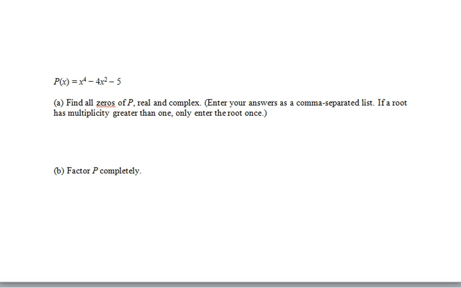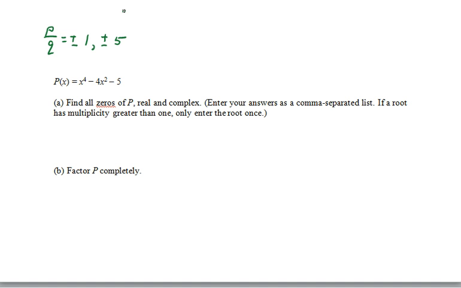In the next example, we have x to the 4th minus 4x squared minus 5. And we're to find all of the zeros. First of all, in terms of rational zeros, we know that the only possible rational zeros this time are integers, since the leading coefficient is 1. And they are plus and minus 1 and plus and minus 5.